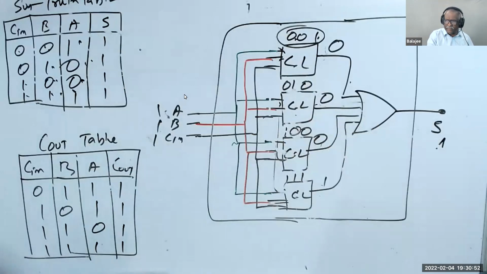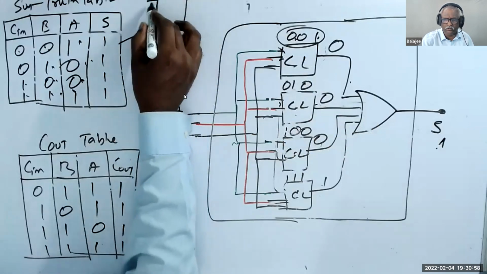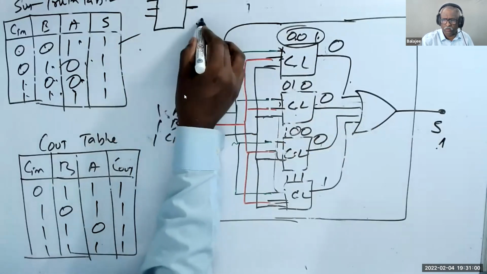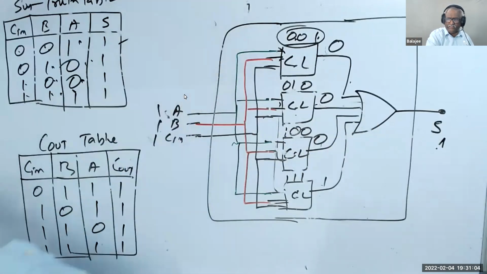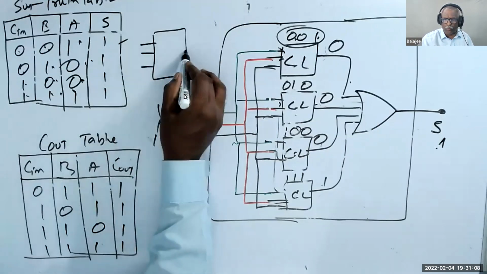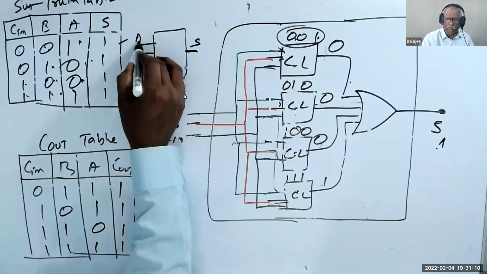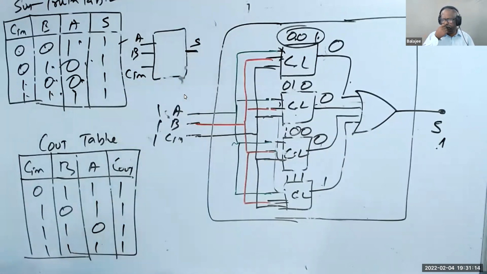Now let us make that as a small block. 3 inputs and 1 output. We have already done. Now we don't worry about that. So this is same. Now we know how to do that. 3 inputs, 1 output. Sum, A, B, C in. We have done it now. Am I right? Do you have any issue now?